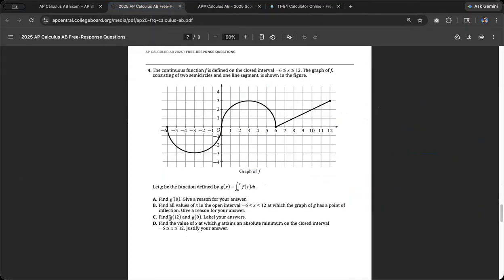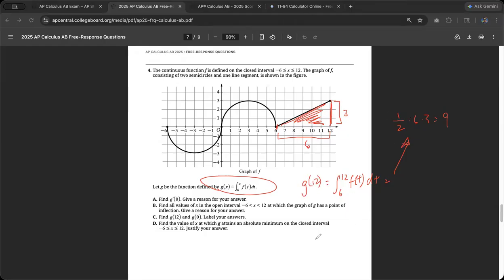Back to the problem. Find g of 12 and g of 0. Label your answers. Okay, so that brings us back to this equation here. G of 12 is going to be the integral of f of t from 6 to 12. Okay, so that's going to be this entire area right here. All right, so here we have a distance of 6 down here and a height of 3. That's a total of 18. Cut that in half for your triangle. So half of 6 times 3, that's 9. Okay, so that's going to be your first answer for g of 12.